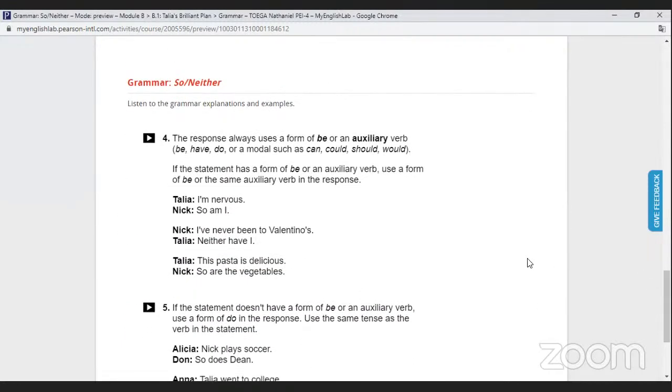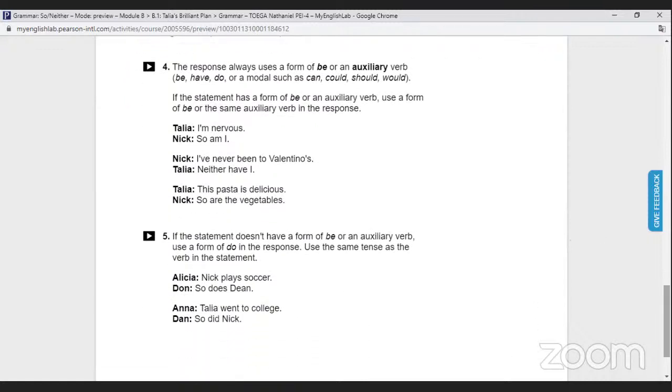Number four, we have this. The response always uses a form of be or an auxiliary verb: be, have, do, or a modal such as can, could, should, or would. If the statement has a form of be or an auxiliary verb, we use a form of be or the same auxiliary verb in the response. The examples, please. Okay. I'm nervous. So am I. I've never been to Valentino's. Neither have I. This pasta is delicious. So are the vegetables.